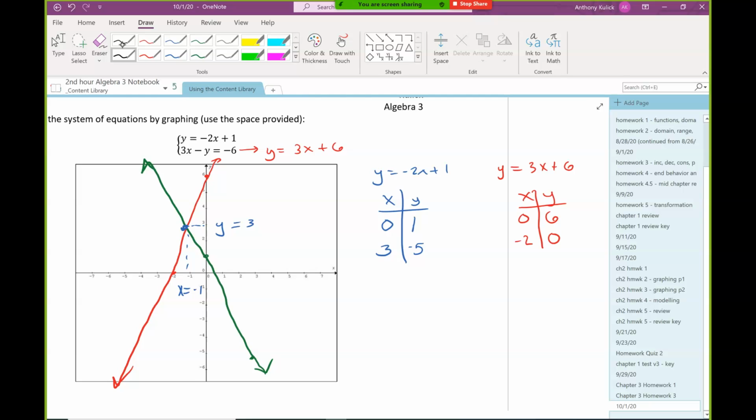If you're doing this on a sheet of paper, I would suggest using graph paper and a straight edge to really have this come out well. But on the tablet, we do the best we can. I think that's the answer, right? It satisfies the first one, and yeah, that's the correct answer.